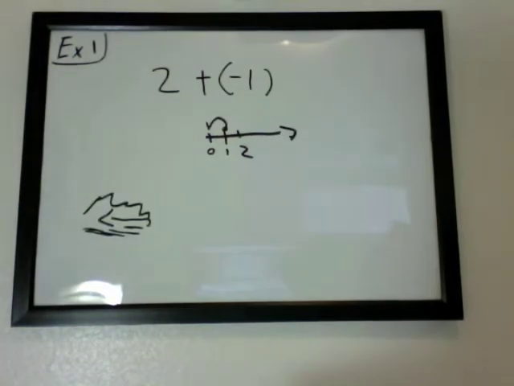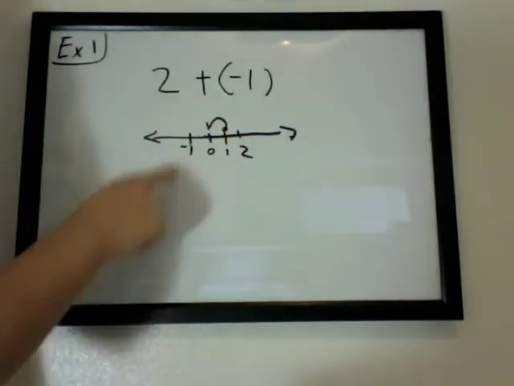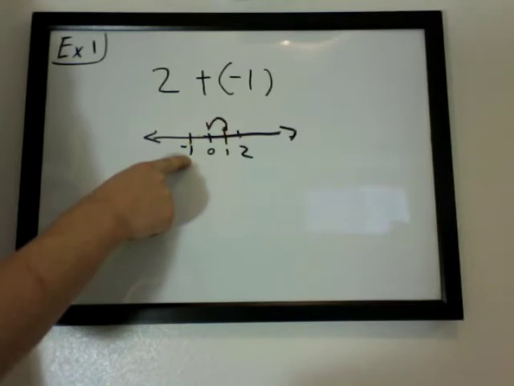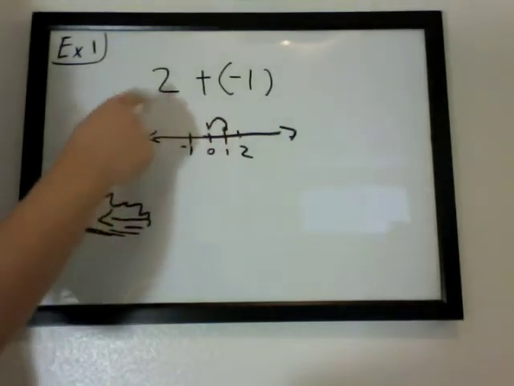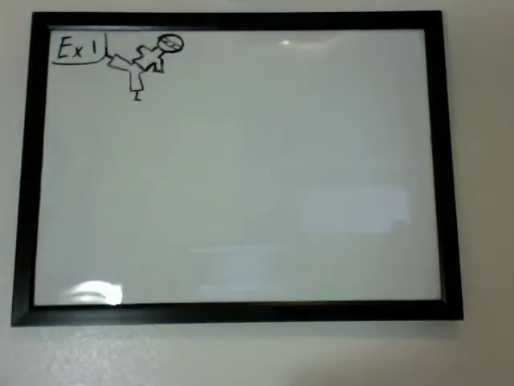Oh, what happened? Come on, Andrew. Where'd he go? As you can see here, Andrew destroyed my number line. But in any case, you start off at negative 1 and you move 2 places. 1, 2, because of the plus 2. So the answer to this would be 1. So it'd be a positive 1.